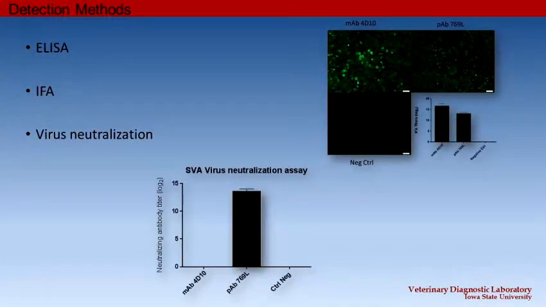Now, we have indirect methods to make the diagnosis. We have an ELISA; we developed an ELISA targeting the VP1, this structural protein that I mentioned before, and we are also using IFA. Here is a picture of the IFA, and we also have virus neutralization. So those are the indirect methods that we use for antibody diagnosis.